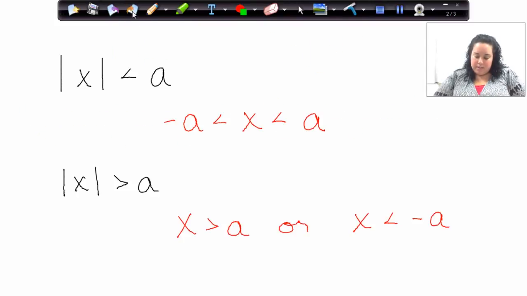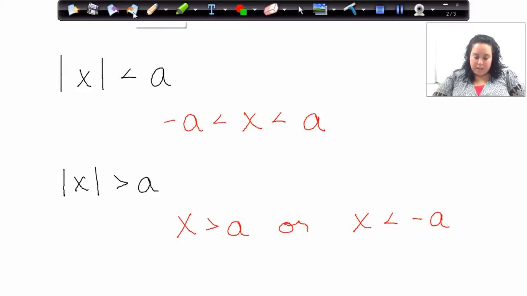So let's look at it written down in symbols. If we have the absolute value of x is less than a number, then x is going to be between the negative and positive version of that number. So in the middle, that's for less than. If the absolute value of x is greater than a number, then either x is bigger than that number, or x is smaller than the negative version of that number.